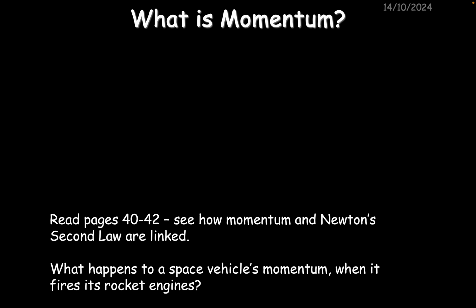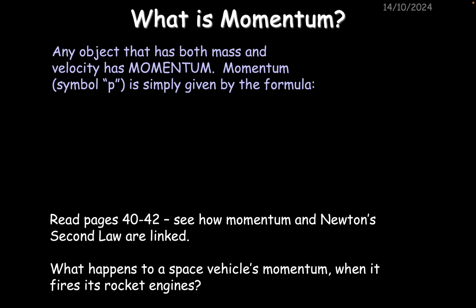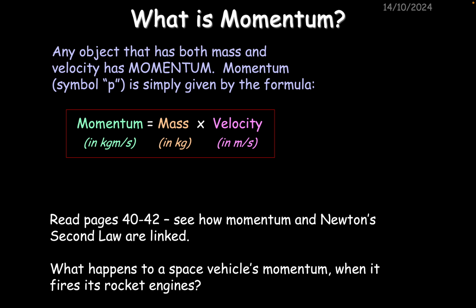Revising what is momentum first of all. For those of you who've done the previous videos, you'll be familiar with momentum as being the mass times velocity of a moving object, and the units are kilograms and meters per second. So momentum is the multiplication of mass in kilograms by the velocity in meters per second.